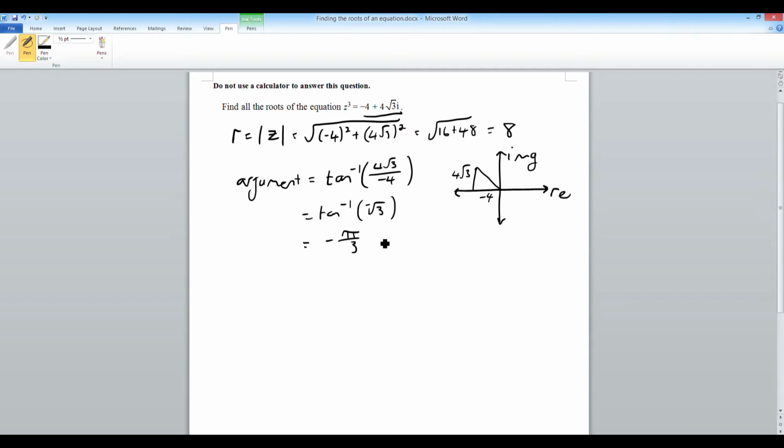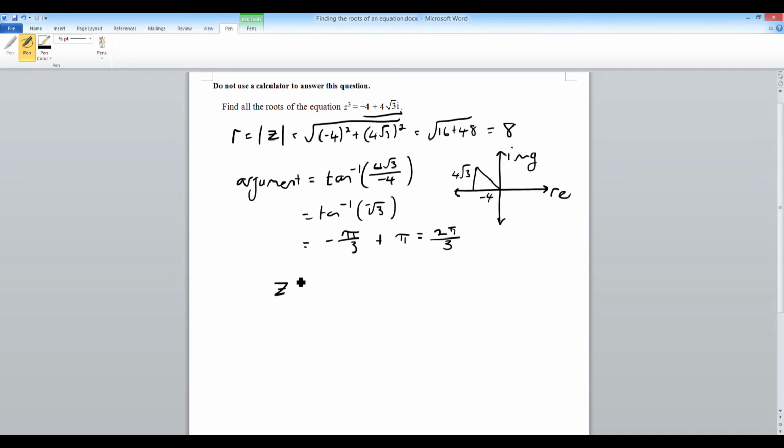But of course I now have a negative reference angle, therefore if I want to convert it to a positive angle, for tangent I can always add pi. If it was sine or cosine, we can add or subtract 2 pi, but for tangent we add pi, and therefore our new positive angle will be 2 pi over 3. So now I have my modulus and I have my argument. Let's go back to our initial equation.